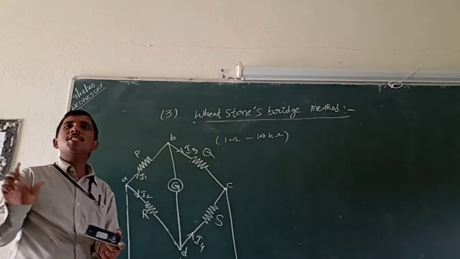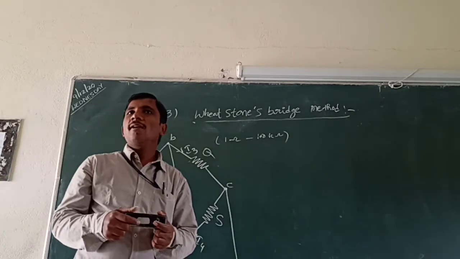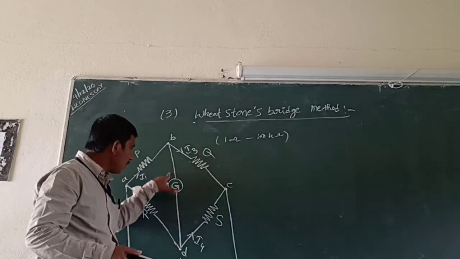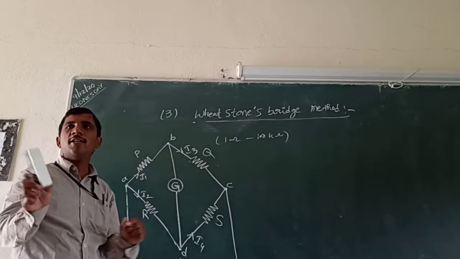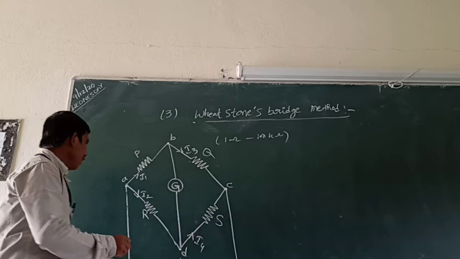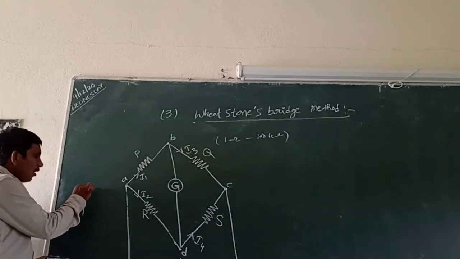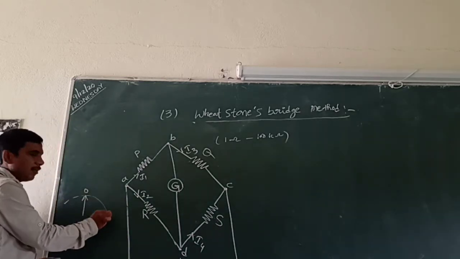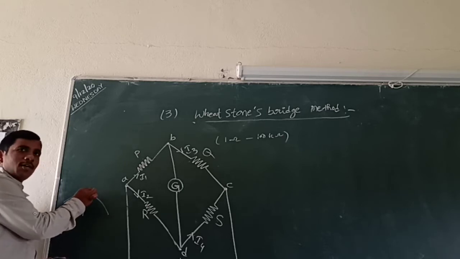Any bridge works on the principle of null condition only. Null condition means whenever there is no current through the galvanometer, the galvanometer shows null condition. The galvanometer pointer will always be in the middle. You know that the galvanometer zero will be in the middle.